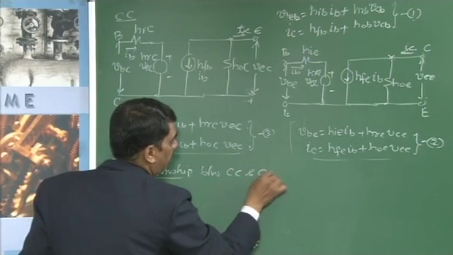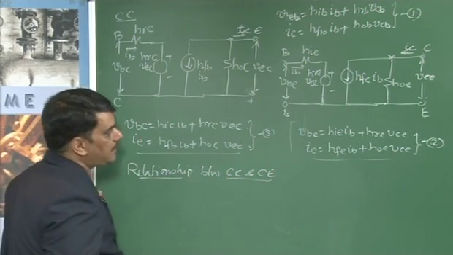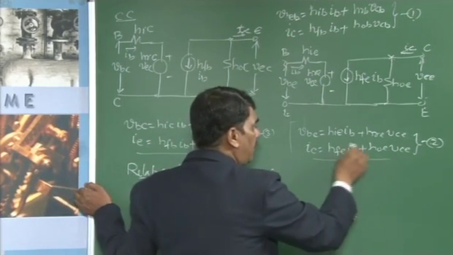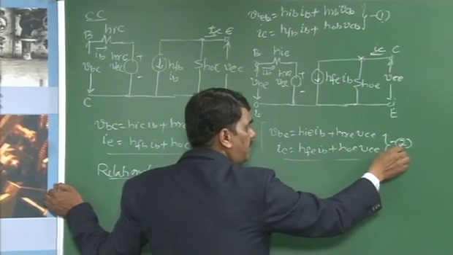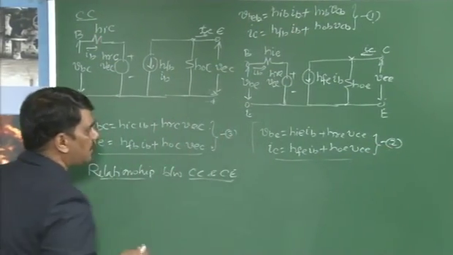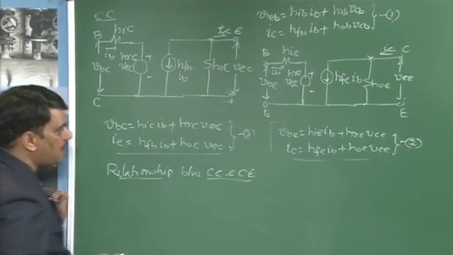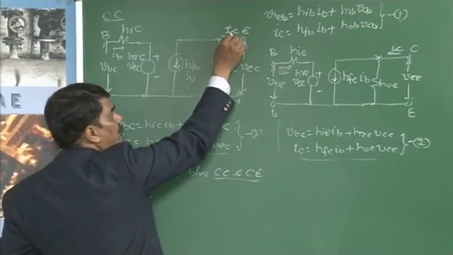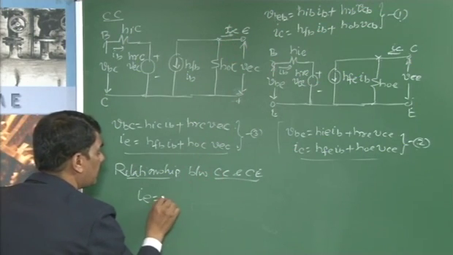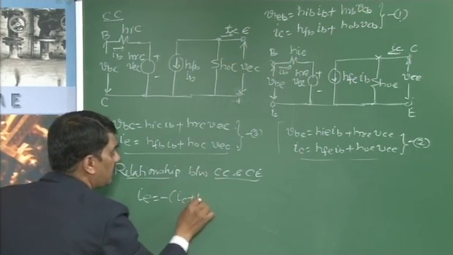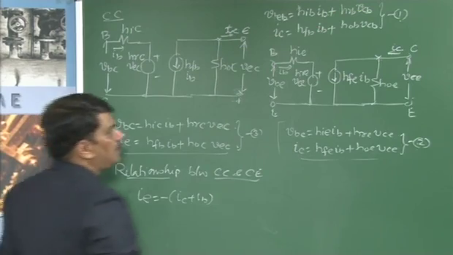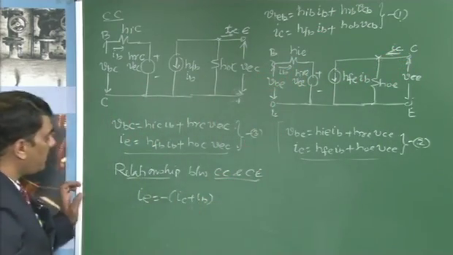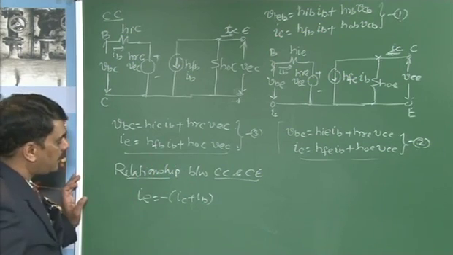CC and CE configuration. For the relationship between CC and CE configuration, we need to modify either equation 2 or equation 3. Using the basic concepts, we already know that IE is the outward current because it leaves, therefore you can write IE is equal to minus of IC plus IB. On the other side, the two input currents enter and the other current is leaving, here the emitter current is also entering into this circuit.